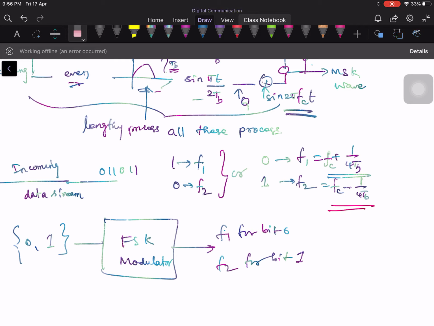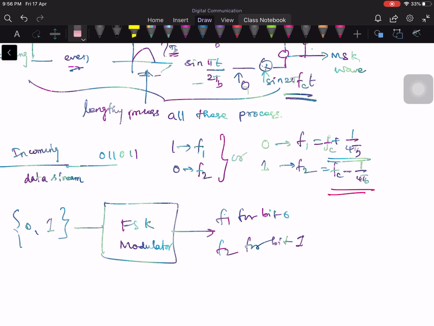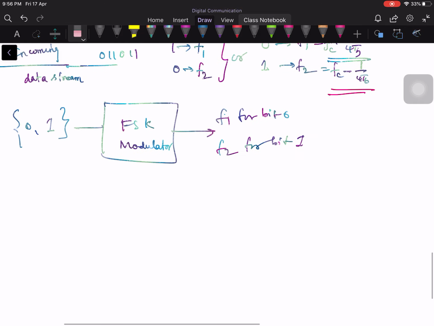So therefore if you just look at the waveform at every bit interval, you will find the frequency to be either Fc minus 1 over 4 Tb or Fc plus 1 over 4 Tb. So qualitatively we will not be able to make out any difference between the two waveforms, but if you look at minute level, the waveforms are different.